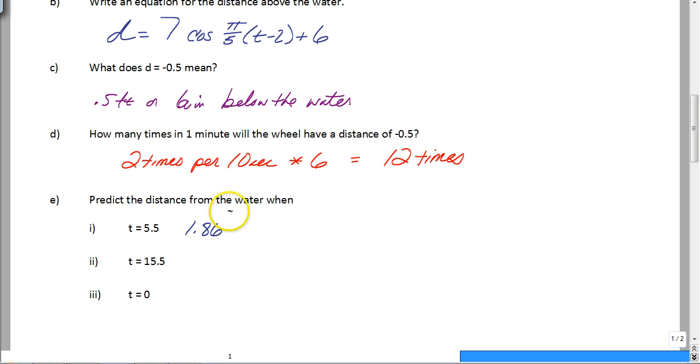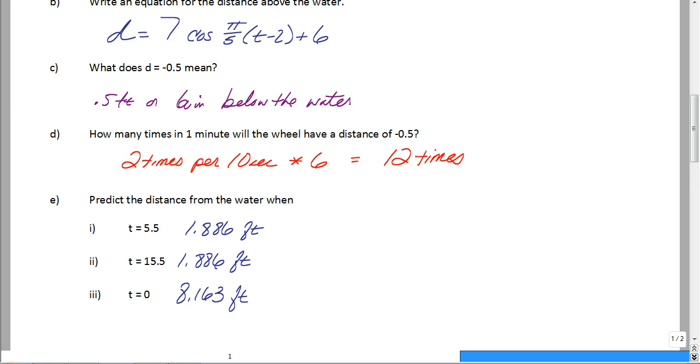you're going to have 1.886 feet. If you substitute 15.5 seconds, again, that's going to give you 1.886 feet. And if you substitute 0, that's going to give you 8.163 feet. So when you first watched this water wheel, you said that it was 2 seconds before it reached the top. That means while you were first starting your stopwatch, this was 8.163 feet above the water.